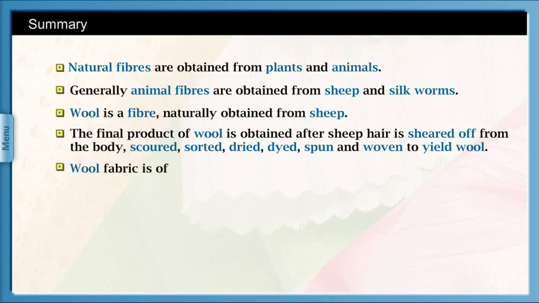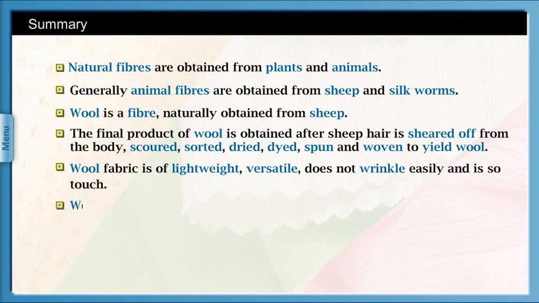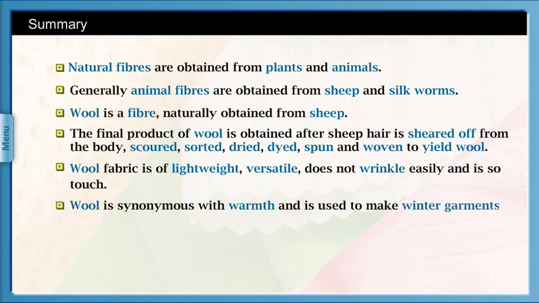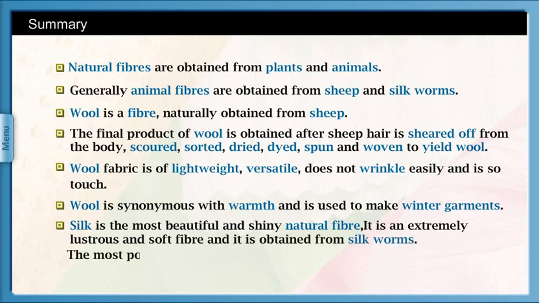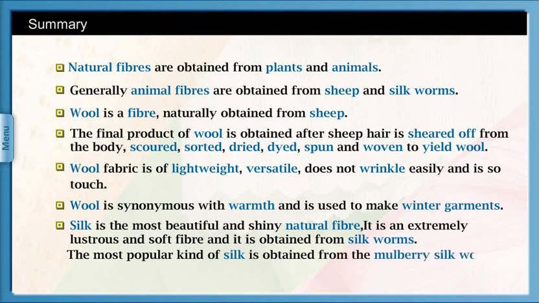Wool fabric is lightweight, versatile, does not wrinkle easily, and is soft to touch. Wool is synonymous with warmth and is used to make winter garments. Silk is the most beautiful and shiny natural fiber. It is an extremely lustrous and soft fiber, and it is obtained from silkworms. The most popular kind of silk is obtained from the mulberry silkworm.